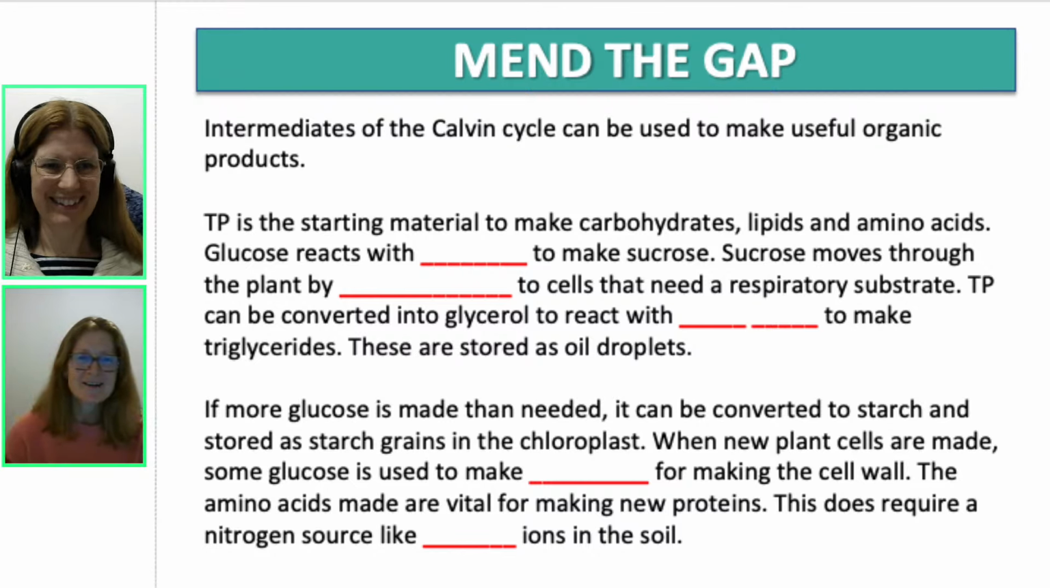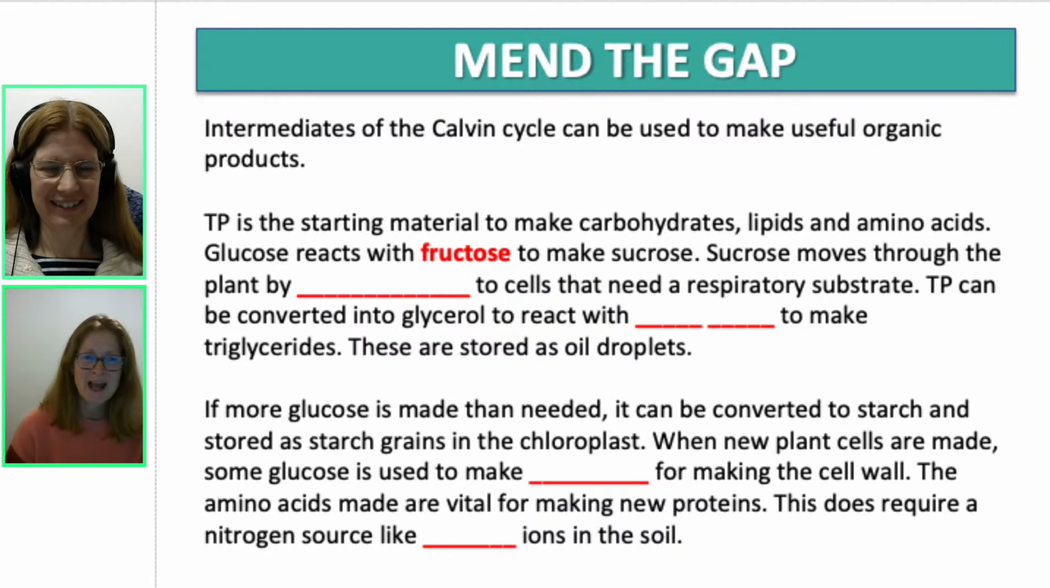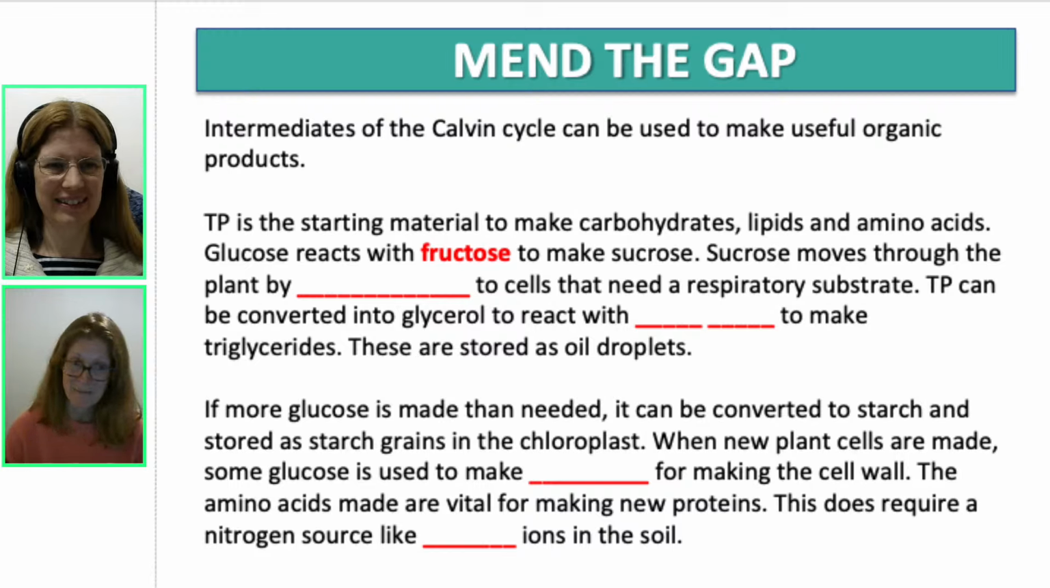All right, guys, so let's have a little read through then. So we've got our TP as a starting material to make carbs, lipids, and amino acids. So glucose reacts with, what's our first gap? Let's have a look. Fructose to make sucrose. Of course, this is right from biological molecules, that carbohydrate topic. Do you know your disaccharides, basically? Okay, so if you weren't sure about that one, have a little revise, because that's a very, very popular exam question. So really brush up on your disaccharides, I suggest.